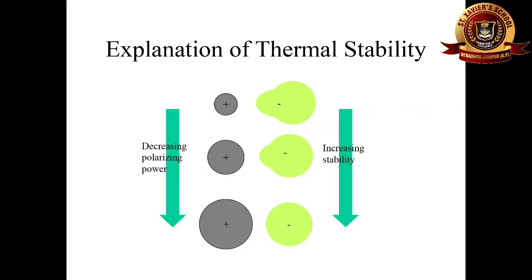Suppose the polarization power of the cation and anion decreases, then stability increases, because polarization prefers the formation of oxide. That's why carbonate decomposes into oxide and carbon dioxide, and this type of compound becomes unstable. That's why decreasing the polarization power increases the ionic character, by which stability increases due to the strong ionic bond.